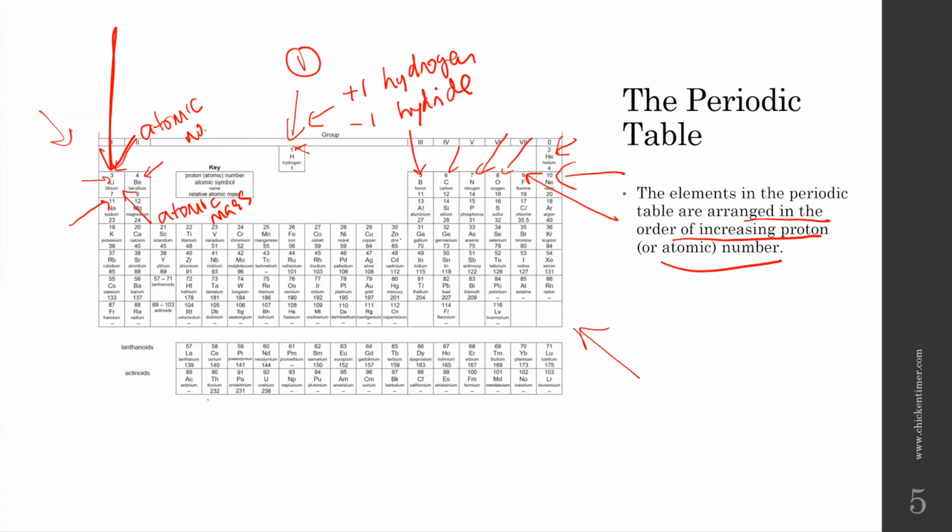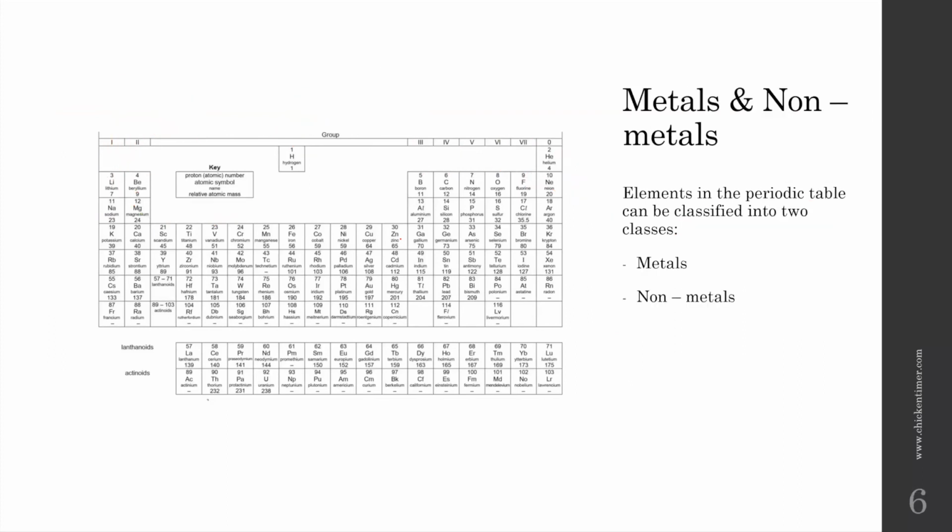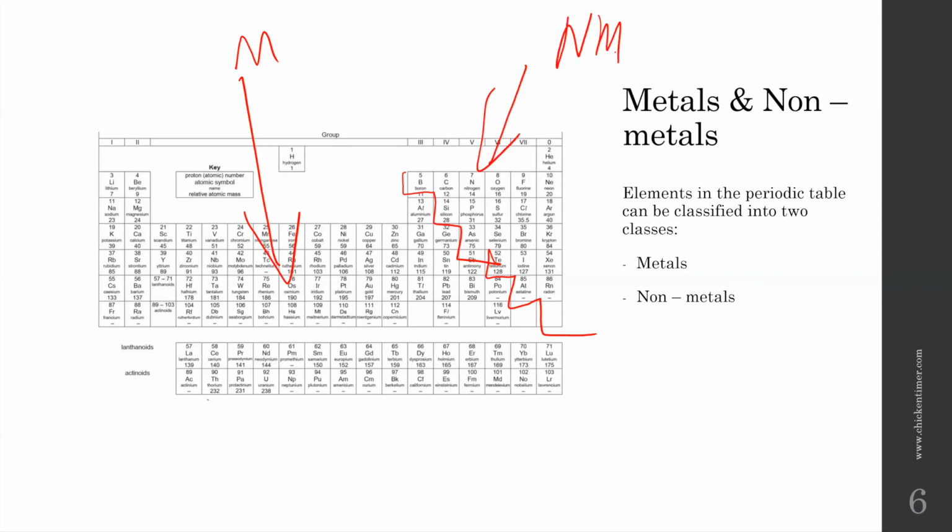Okay. So the first fact is elements are arranged in the order of ascending, increasing proton number. This one you already mentioned. So elements are classified into two classes, metals and non-metals. We have the zigzag line here. So no need to elaborate on this any further. But later on, you have to know about the ones near the zigzag line. What's our problem there?